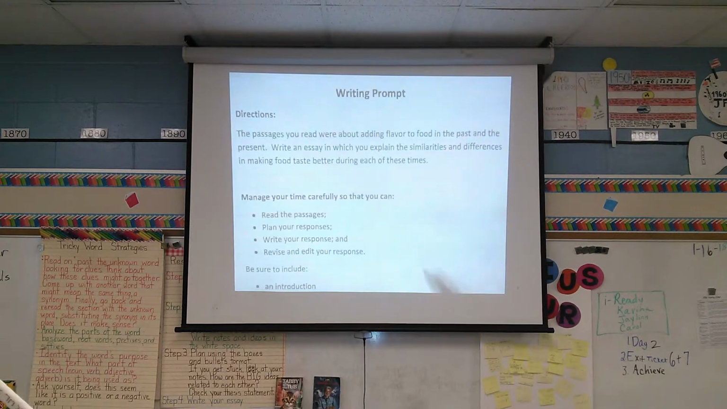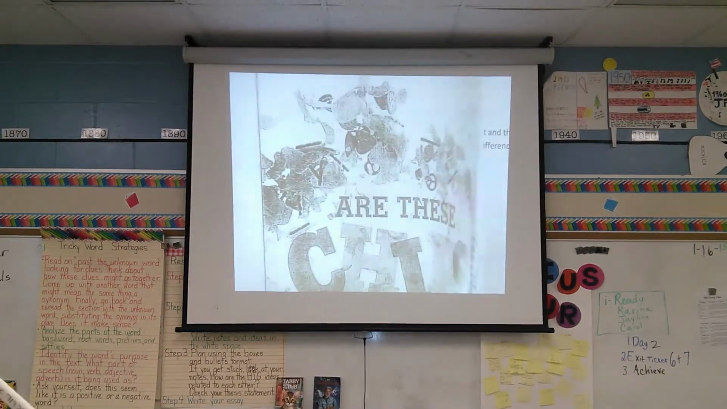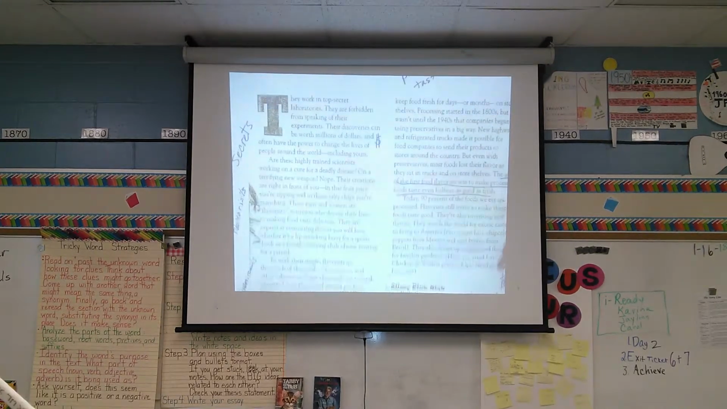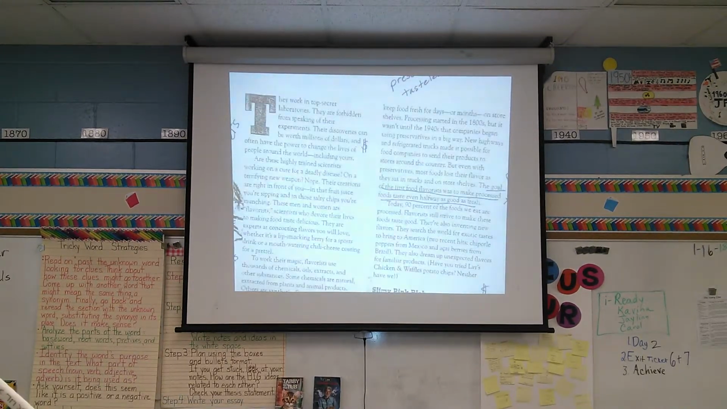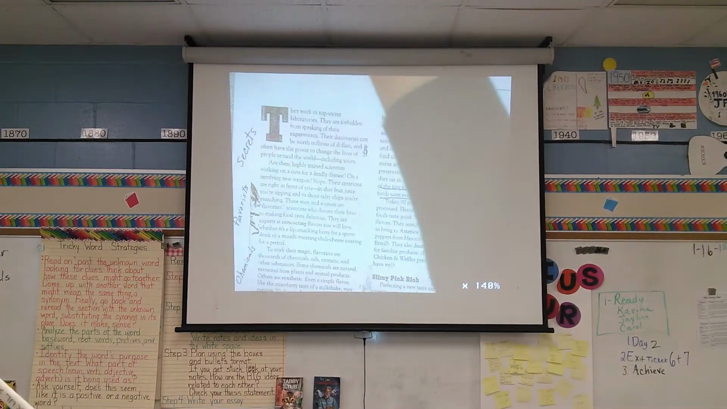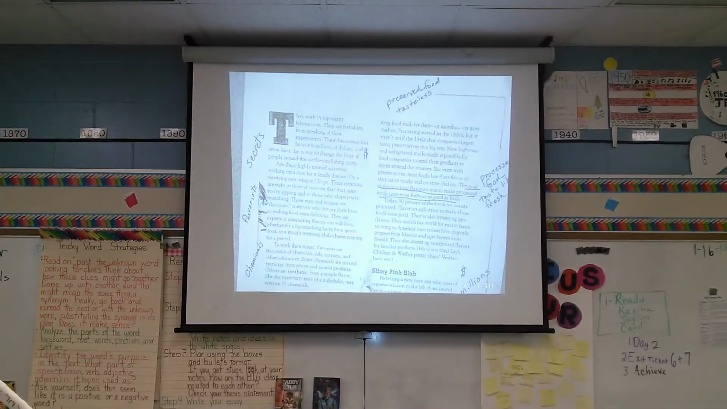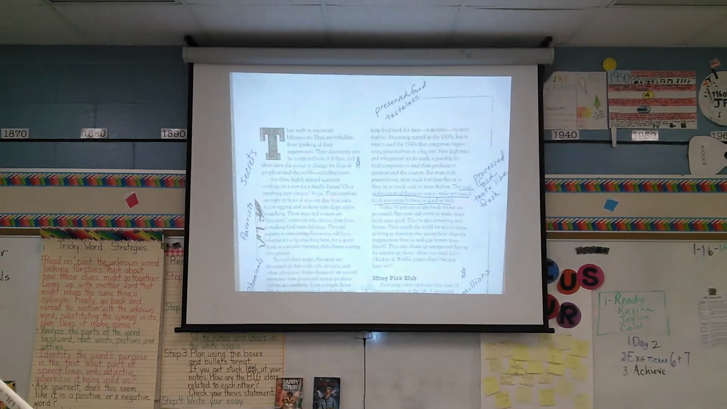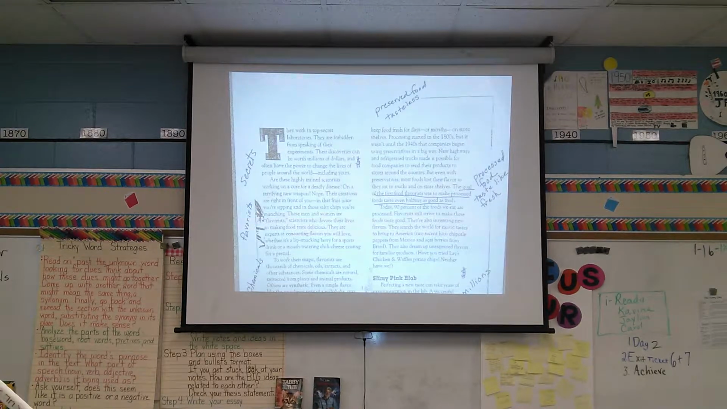Now, we've talked about how important it is to annotate the text when we're reading. So if you were to look at your pages, your pages might look something like this. They should look something like this. You may not have marked your pages the same way that I did, but you should have marked your pages. Because remember, we're writing a comparing and contrasting essay. So we're looking for connections across these two texts.